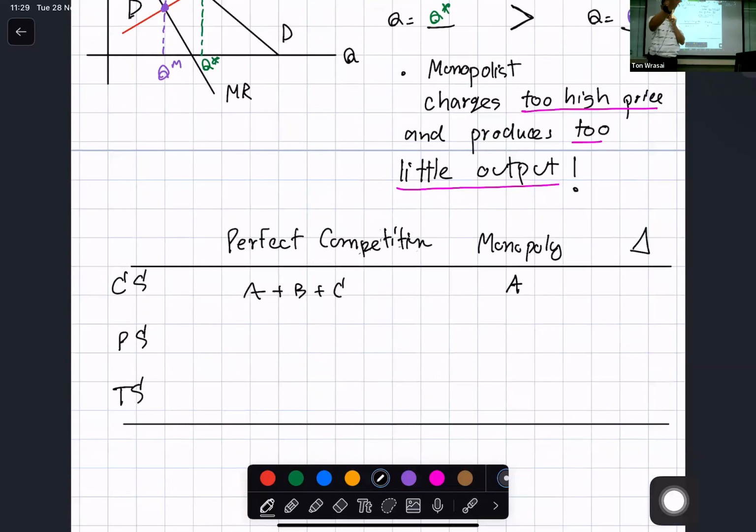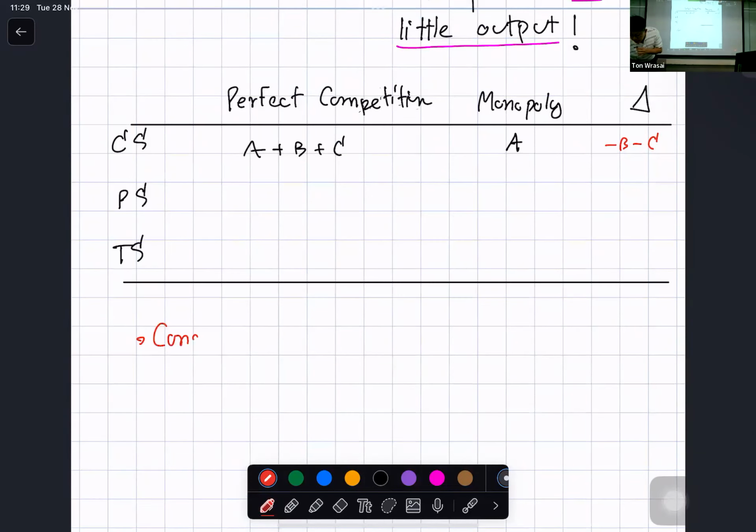And what is the difference? Minus B and minus C. Consumers are unhappy under the monopoly scenario. Loss in consumer surplus occurs, from ABC becoming only A. So consumers are worse off.